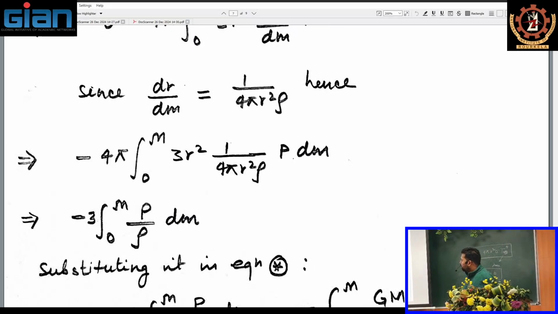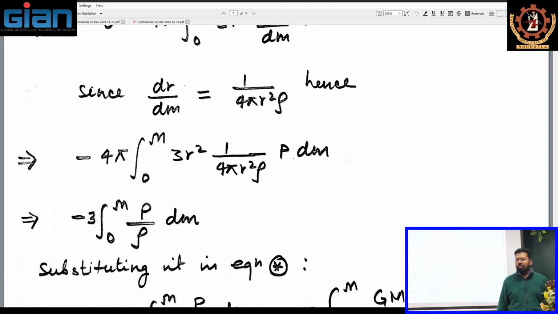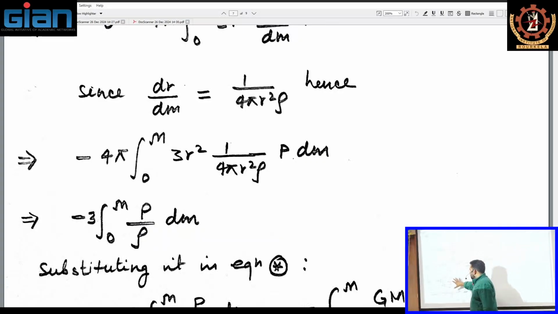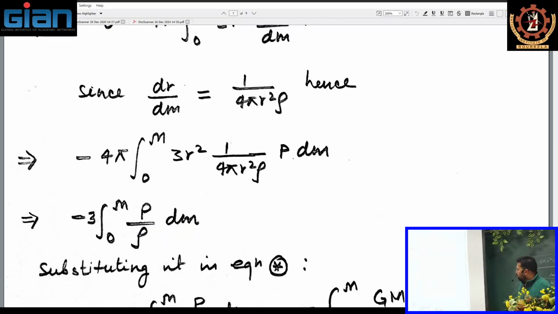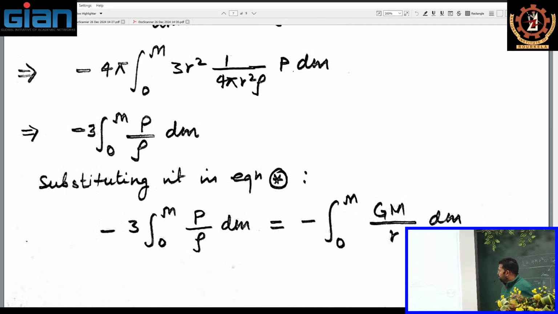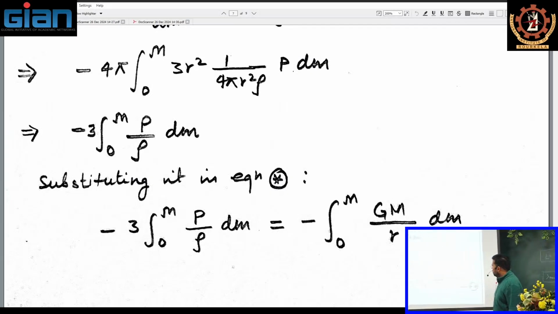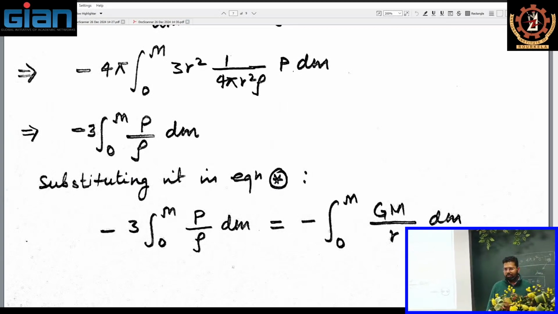Now substituting this expression into our equation star. We have considered the left side of the star equation, and the left side is this quantity. So we put this value in the left hand side of the star equation, and this is what you will get: minus 3, integration from 0 to capital M of p divided by rho dm is equal to minus integration from 0 to capital M of Gm by r dm. Okay, let's call it double star equation.